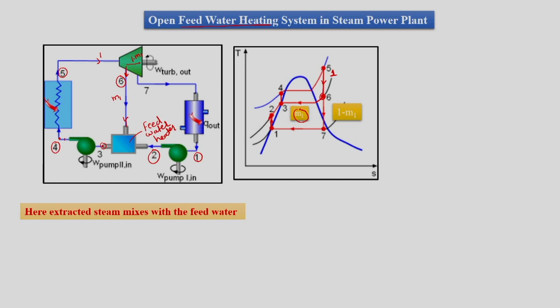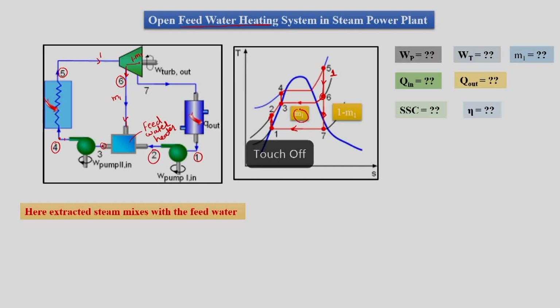and then we have the boiler from 4 to 5, and then 5 to 6 is complete expansion, but then from 6 to 7 the rest of the mass, which is 1 minus m1, will expand, and 7 to 1 is a condensation process. So this is something which is realizable, a practically feasible method of regeneration. But then how to find out pump work, turbine work, mass m1?